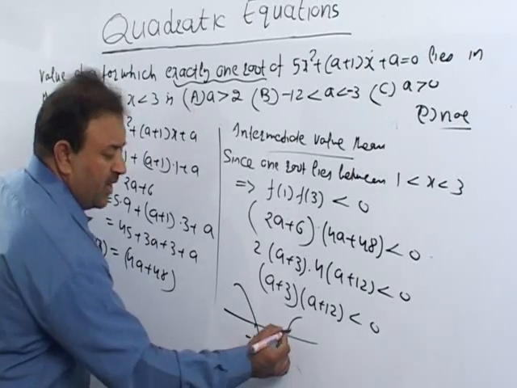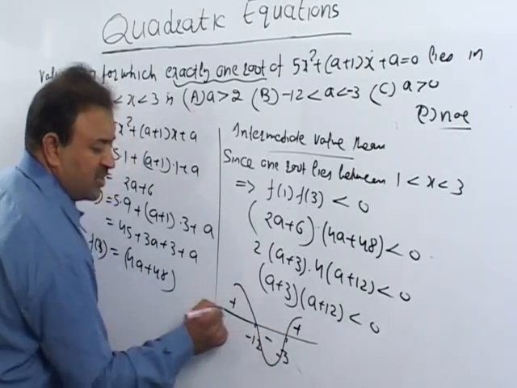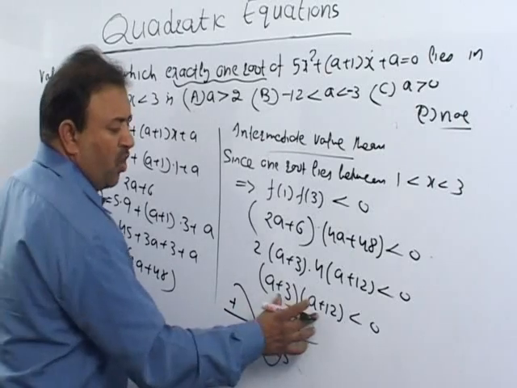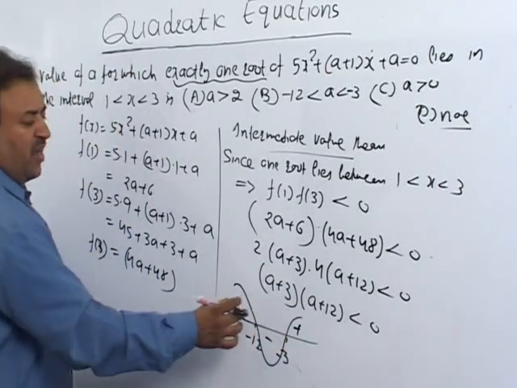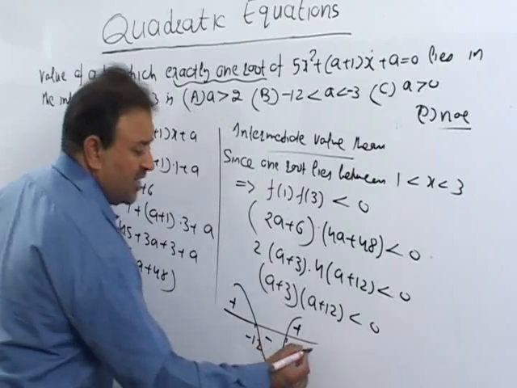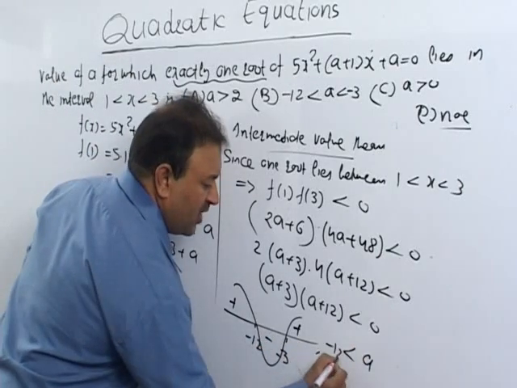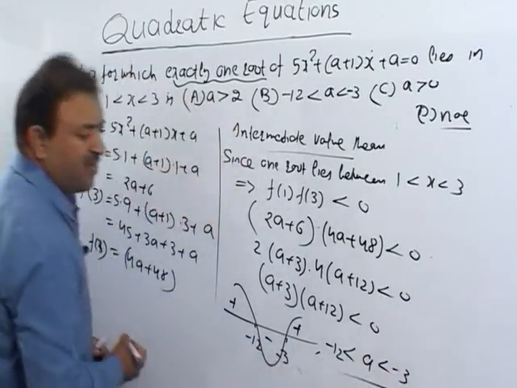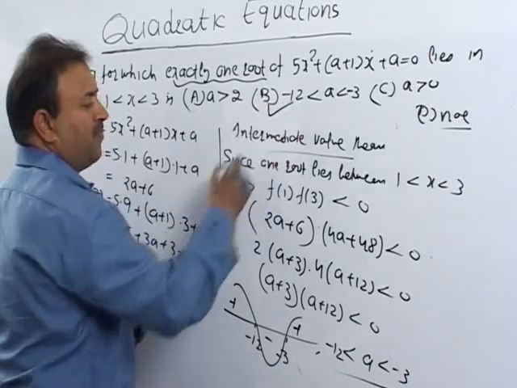Now we draw a parabola. It is positive, negative, positive. Here we want this expression to be negative, and it is negative when a lies between minus 12 and minus 3. And the right option is B.